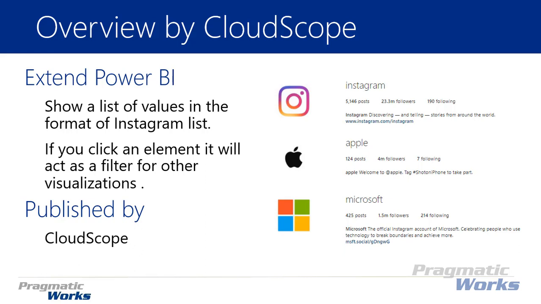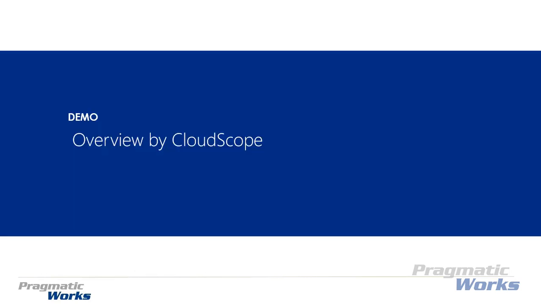The other nice thing about it is selectable. So if you click on an element within the list, it will actually click and filter other visuals inside of your report as well. So it's a pretty quick one to show. Let's go ahead and walk you through how to use Overview by CloudScope.